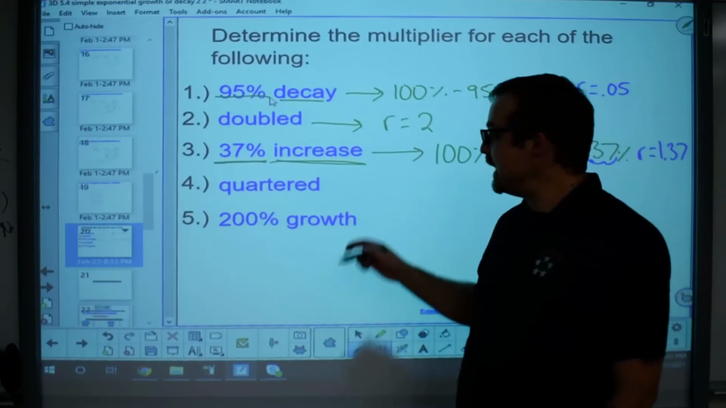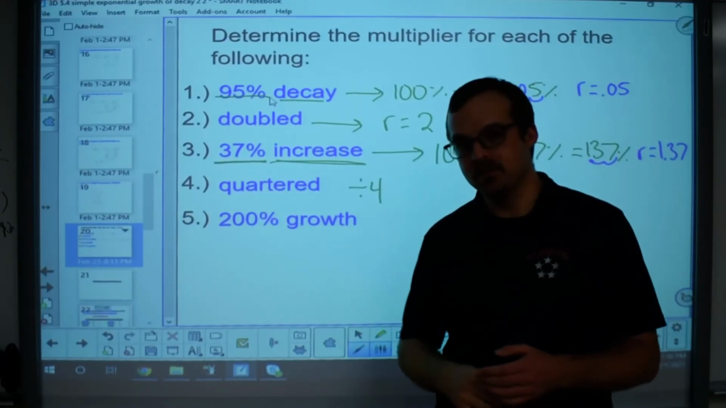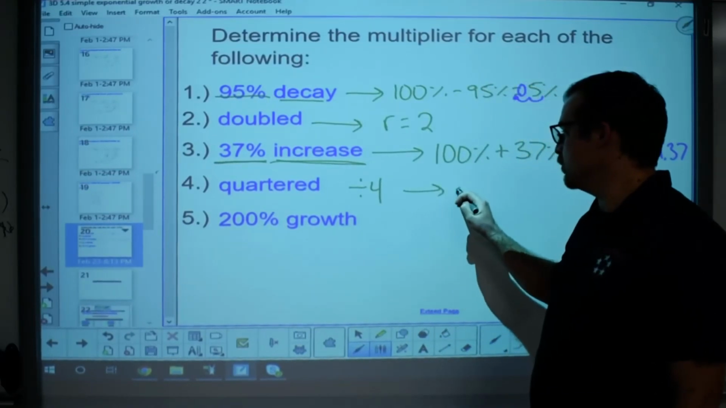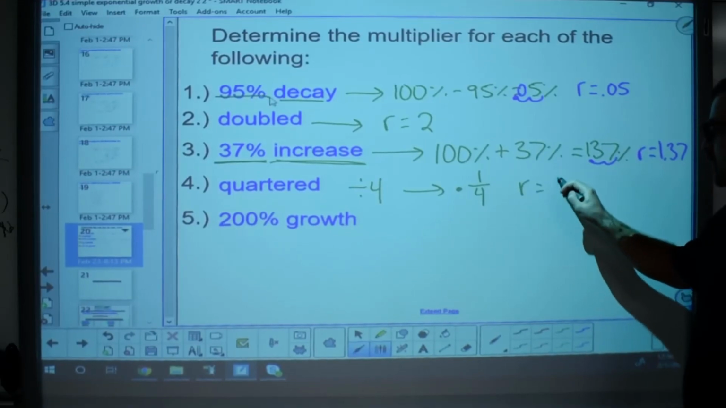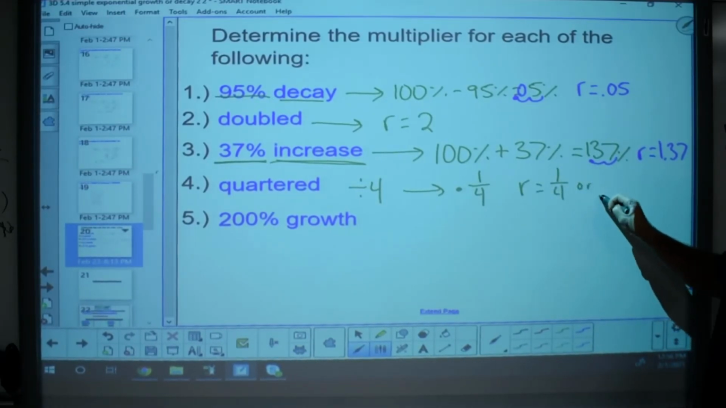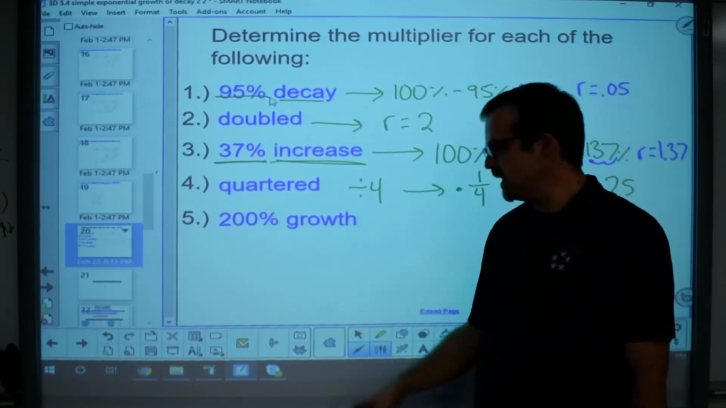So basically, yes, we could say divide by 4. But remember, ratios are never what you divide by. They're always what you multiply by. And that's going to be multiplying by 1/4. That means the ratio is 1/4. Or you could say 0.25. That works as well.